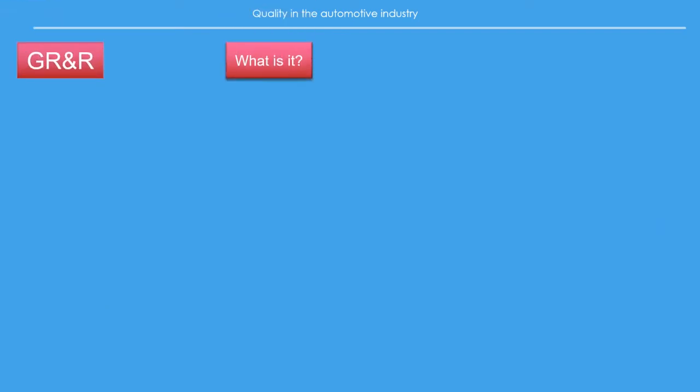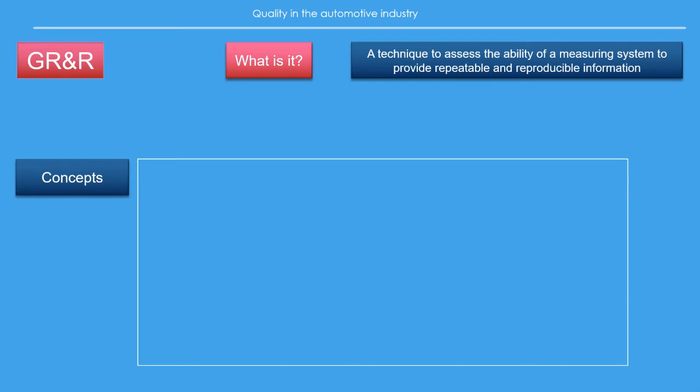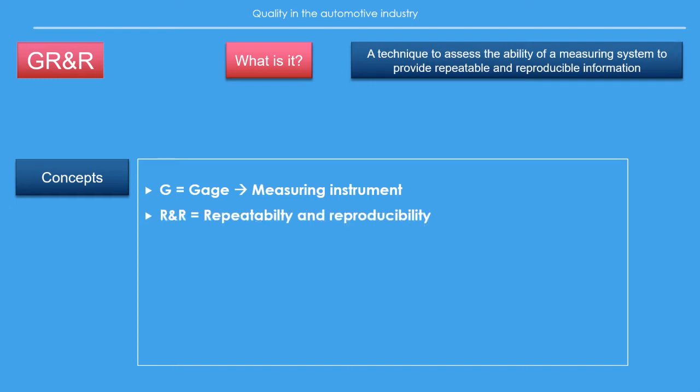Gr&R, what is it? It is an analysis technique of the MSA used to assess the quality of the system by testing its ability to provide reliable, repeatable, and reproducible information. G stands for gauge, a measuring device or instrument. R&R stand for repeatability and reproducibility.